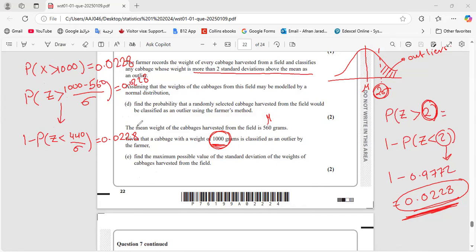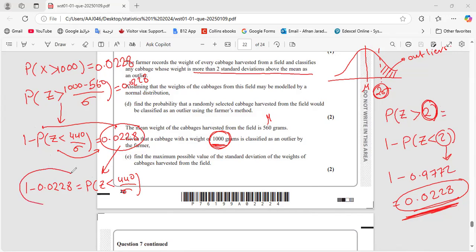Okay, what is the Z if the area is 0.0228? You take this one to the side and this one to the side, but you know that if the probability or the area is 0.0228, Z is 2. Here you can find that 1 minus 0.0228 must equal the probability of Z less than 440 over sigma. To find this answer, what is Z for this area? It will be 2, because the probability of Z greater than 2 equals 0.0228.